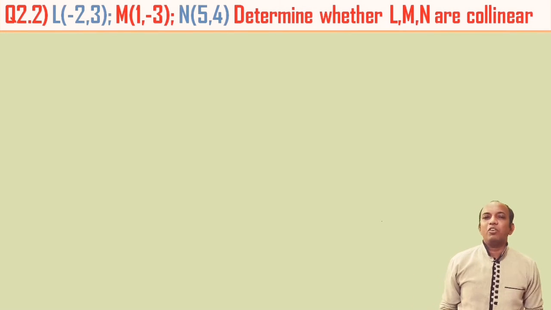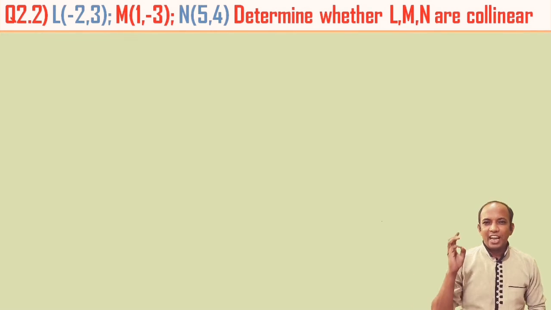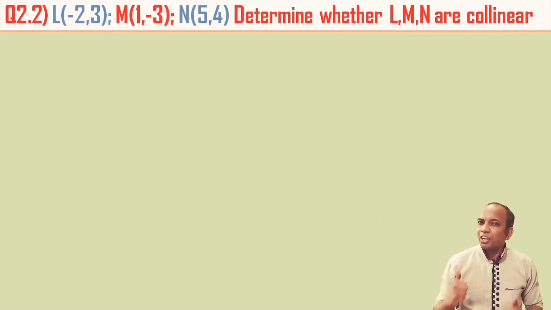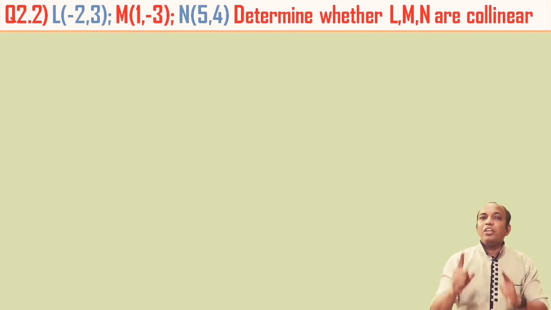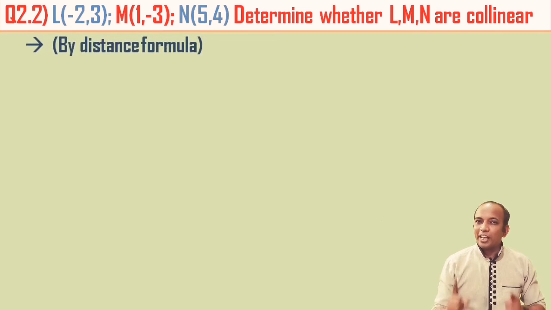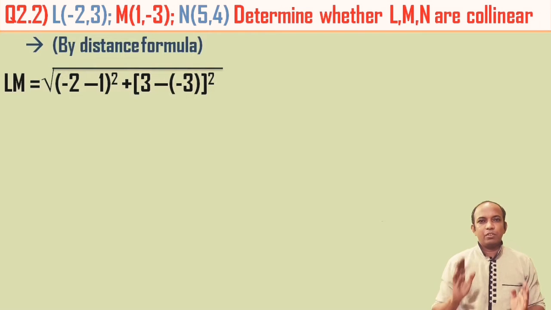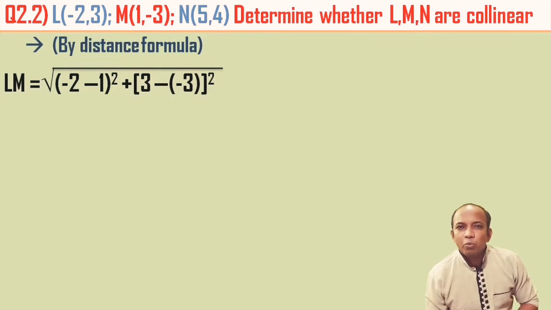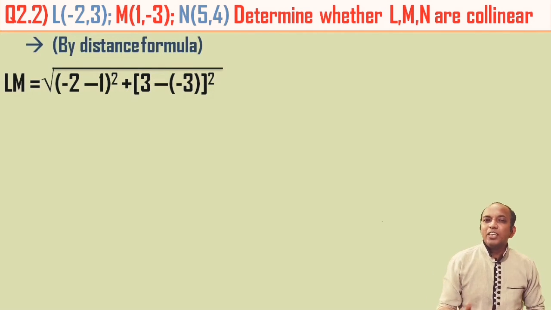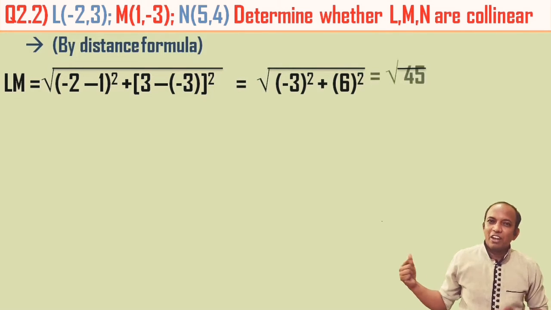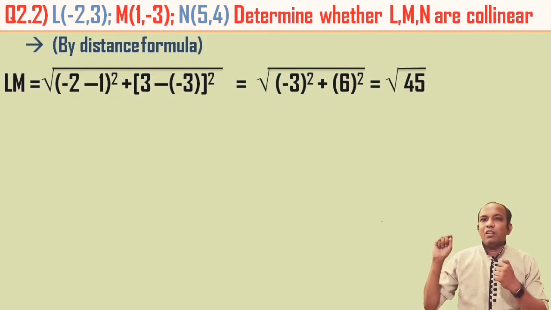So boys and girls, here we go with the next question on the board. We are given the coordinates of points L, M and N. I need to decide whether these points are collinear or not. Same as before, we will utilize the distance formula to calculate the distances LM, MN and then LN at last. The moment you use the formula to calculate the distance LM, you will get the answer root 45, the way you are looking at the screen.